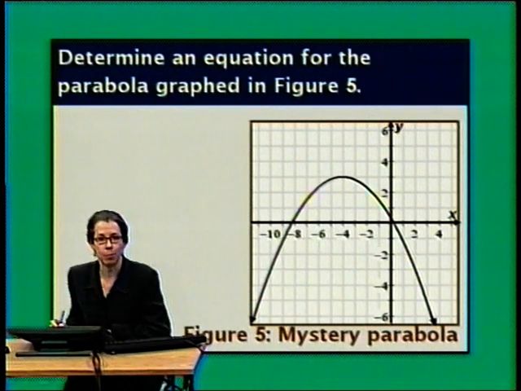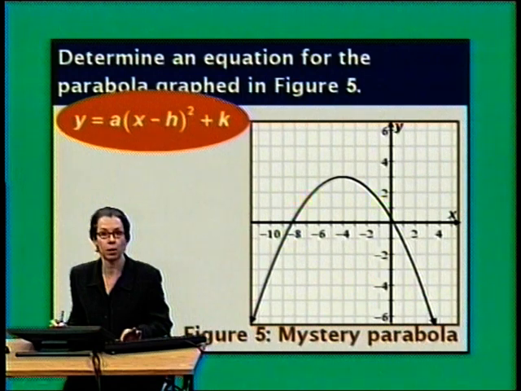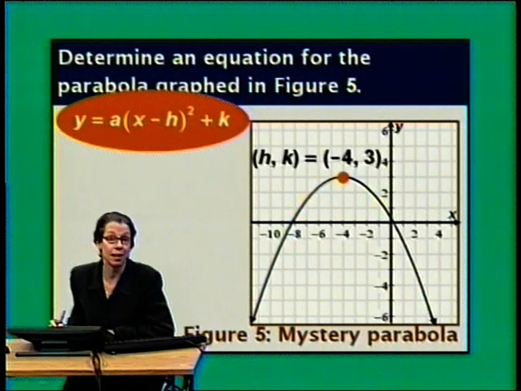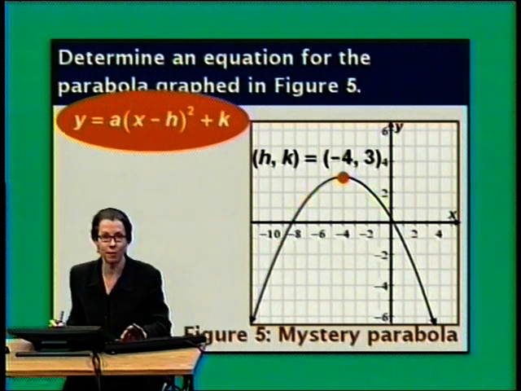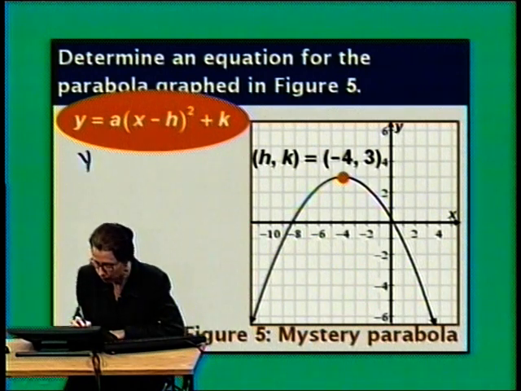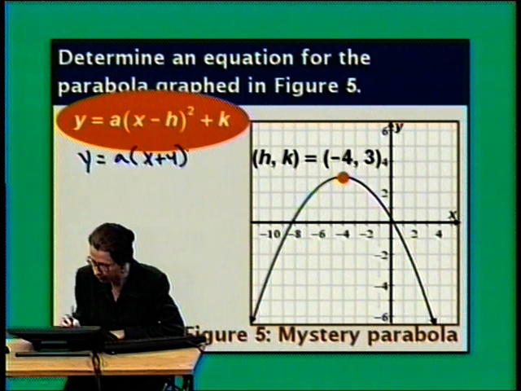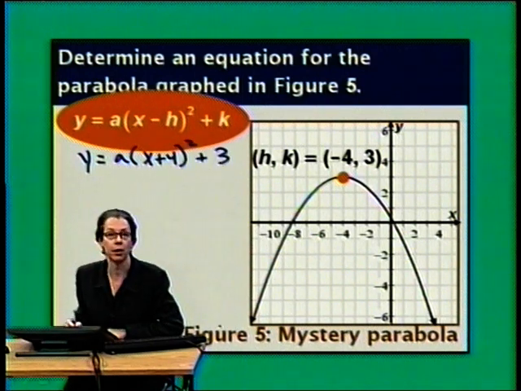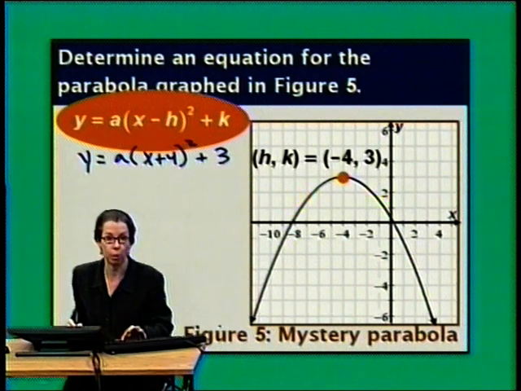One last example. Here's our mystery parabola. Can we use vertex form? Well, in this case, indeed, I can read the coordinates of the vertex off the parabola. Now, vertex form's a little bit faster because we really just have to work to find a, because we know right off the bat that h is -4 and k is 3. So I'm just going to have to work to determine a.